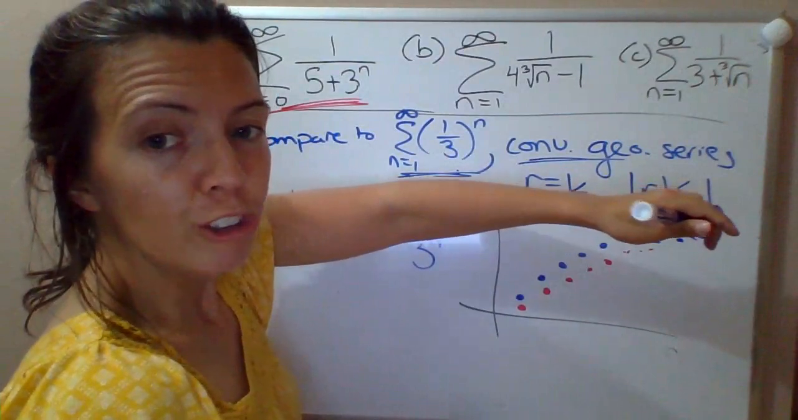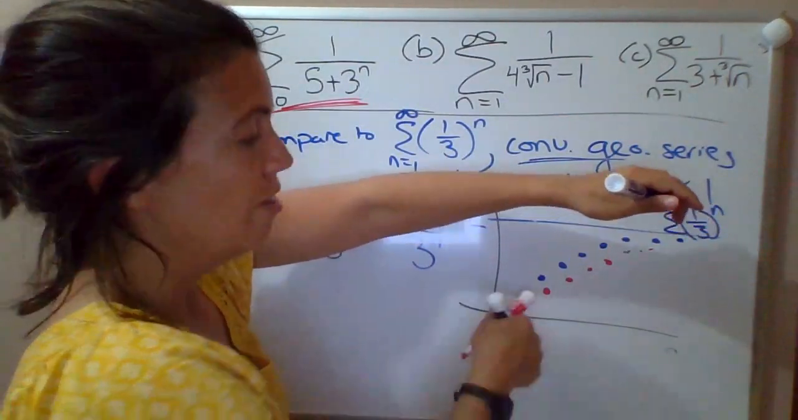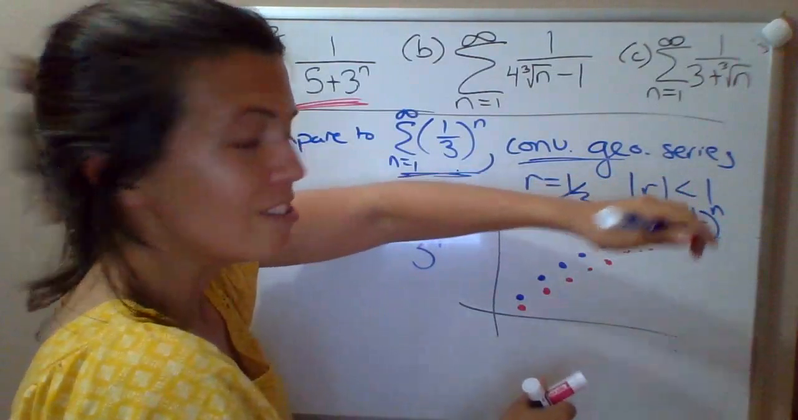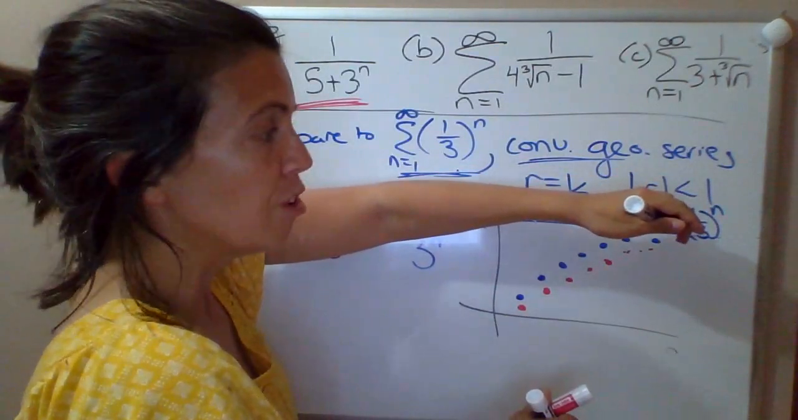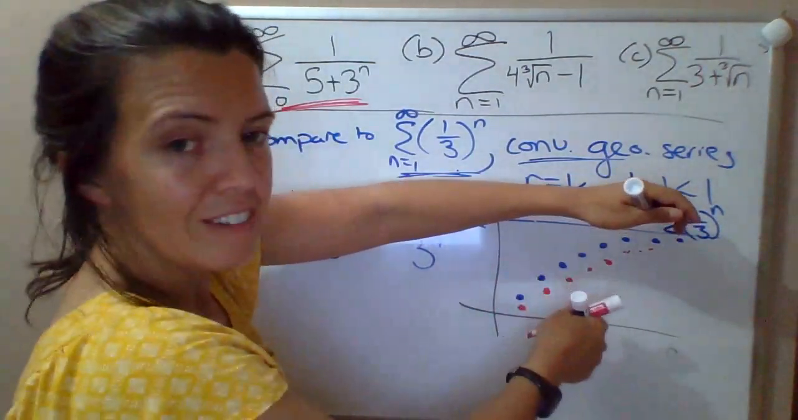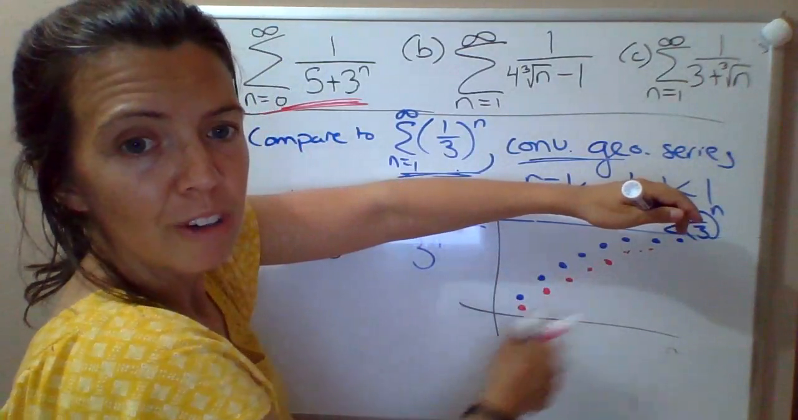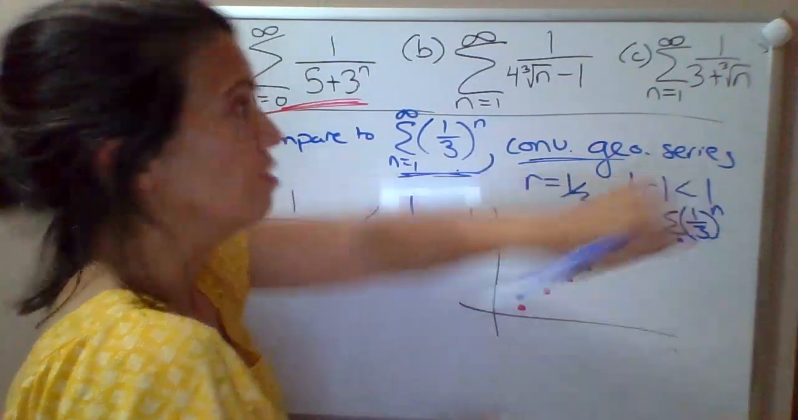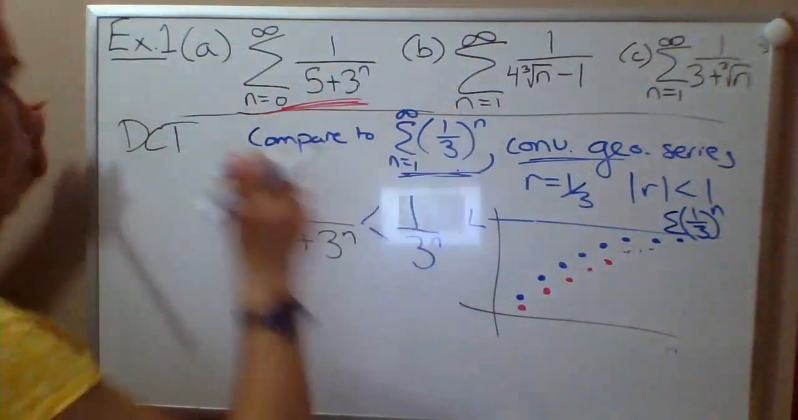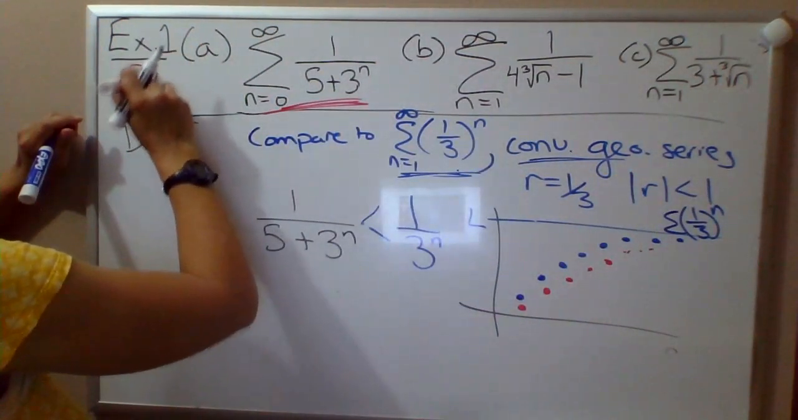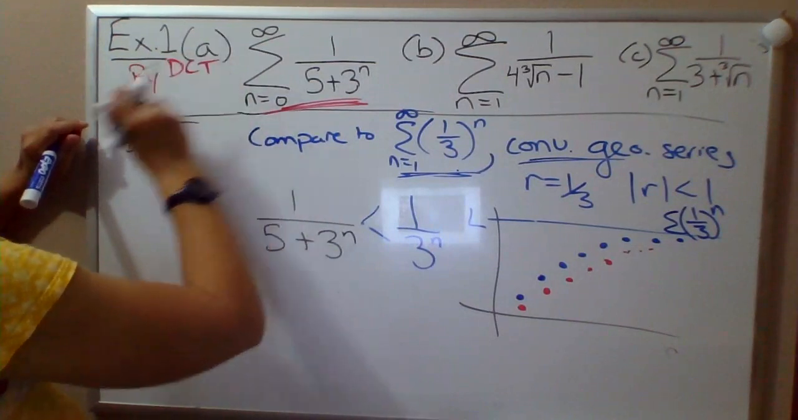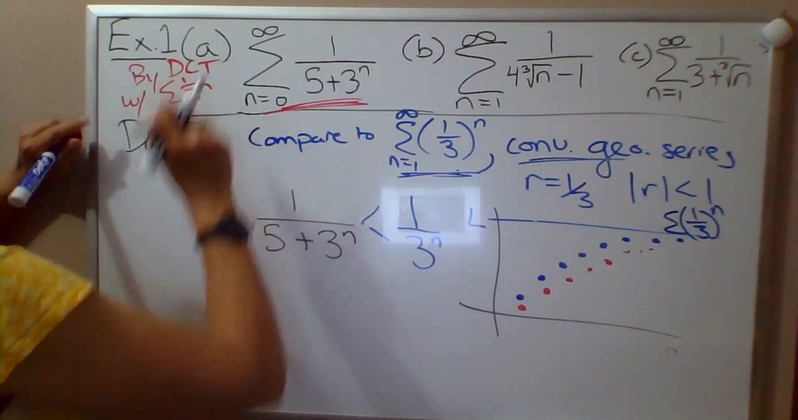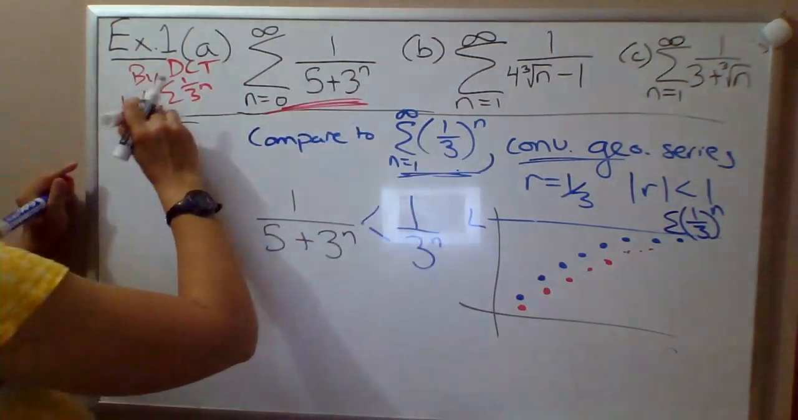When you have a larger convergent series, the smaller series must also converge because you've got a ceiling on your partial sums for the larger series. That means you've got a ceiling on the partial sums for the smaller series. So larger convergent series forces the smaller series to converge. So we can say by direct comparison test, with the series 1 over 3 to the n, this series right here converges.